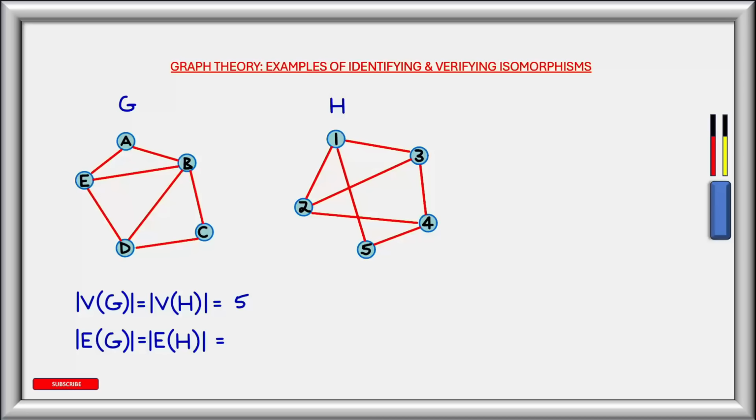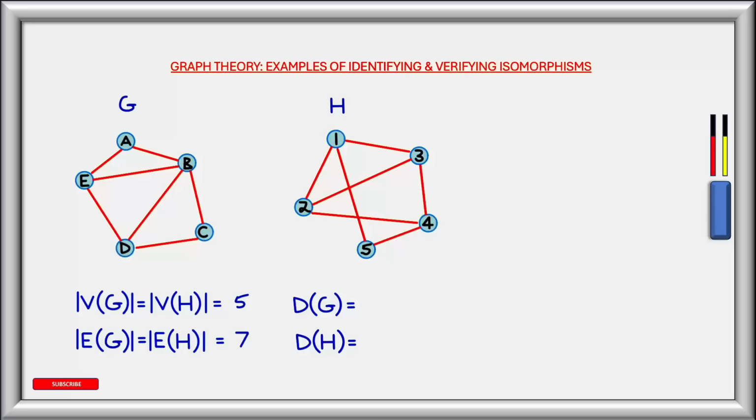And now let's look at the number of edges in each graph, as these also need to be equal. So in graph G, we have 1, 2, 3, 4, 5, 6, 7. And in graph H, we have 1, 2, 3, 4, 5, 6, and 7. And so the number of edges in each graph is 7. And therefore, each graph has an equal number of edges.